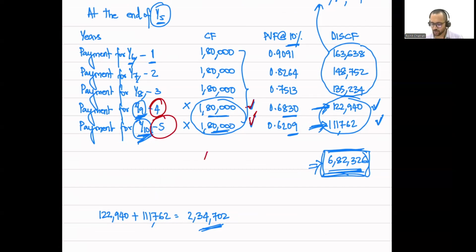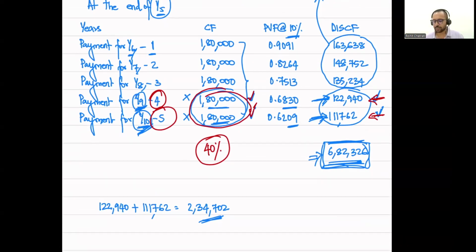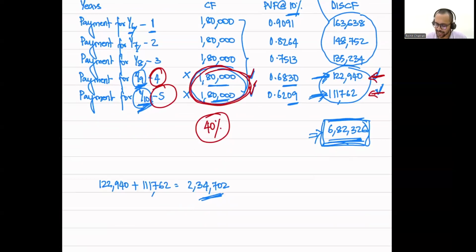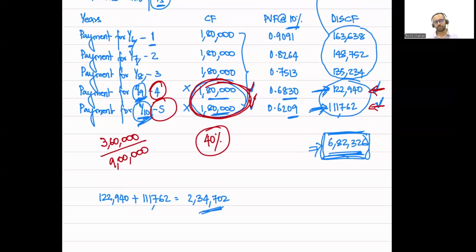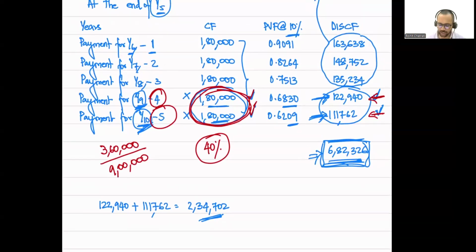I cannot do this directly as 40 percentage because in discounted cash flow, these two are a different percentage. If I calculate 3,60,000, which is the payment that I no longer have to make, divided by 1,80,000 multiplied by 5, divided by 9 lakhs. See, I earlier had to make a payment of 1,80,000 for 5 years. 3,60,000 is no longer required to be made. This will come to 40 percentage.